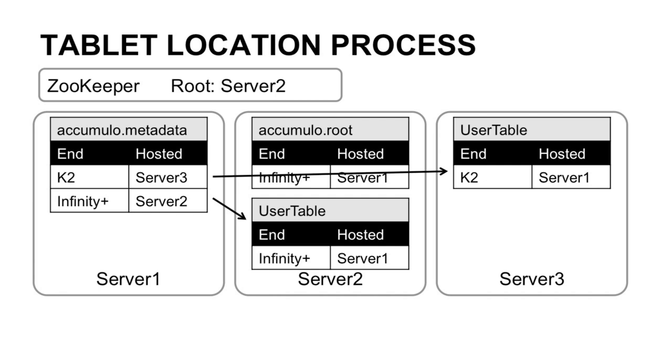From the metadata table, the client learns where the tablets that it needs are located, and from there the client can talk to tablet servers holding the tablets it needs directly. Clients aggressively cache this information so they don't need to repeat the lookup process unnecessarily.